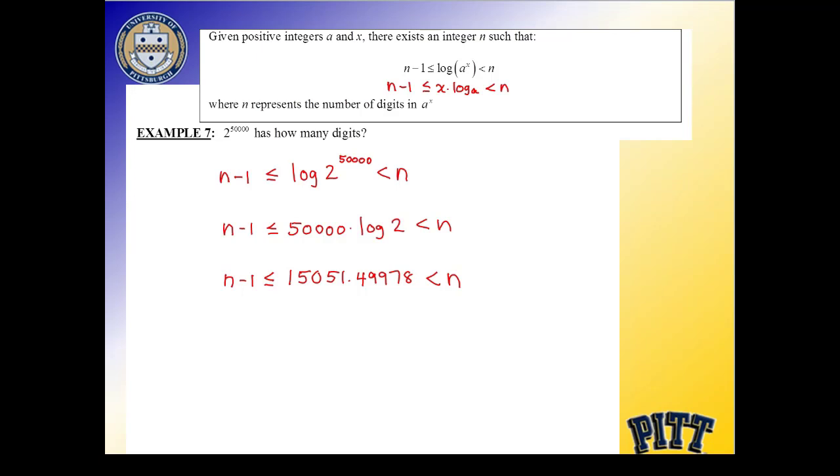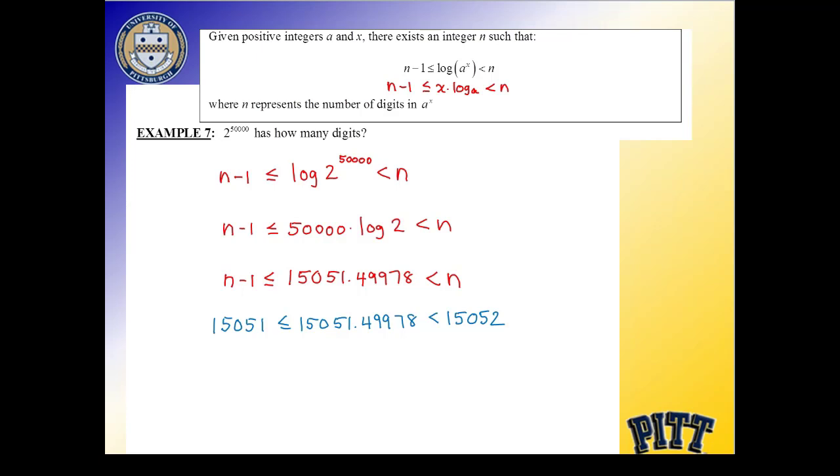So if I do 50,000 times log 2 on my calculator, I get about 15,051.49978, and more numbers follow, but all I need is this. Because n is an integer and n minus 1 is an integer, I'm looking for the next integer up from 15,051.4, which is 15,052, because the other end would be 15,051. So this number is between these two integers, and the one on the right is my n value.